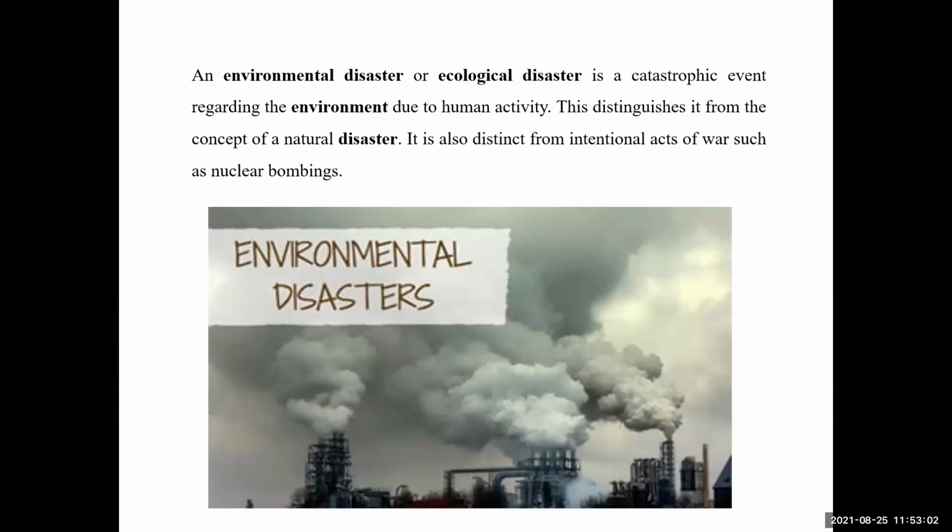And environmental disaster, you see in the image, is global warming from the industries. Day to day the increase of industry directly impacts human activity on the environment. Then an environmental disaster or ecological disaster is a catastrophic event regarding the environment due to human activity. This distinguishes it from the concept of natural disaster. It is also distinct from international acts of war such as nuclear bombing.